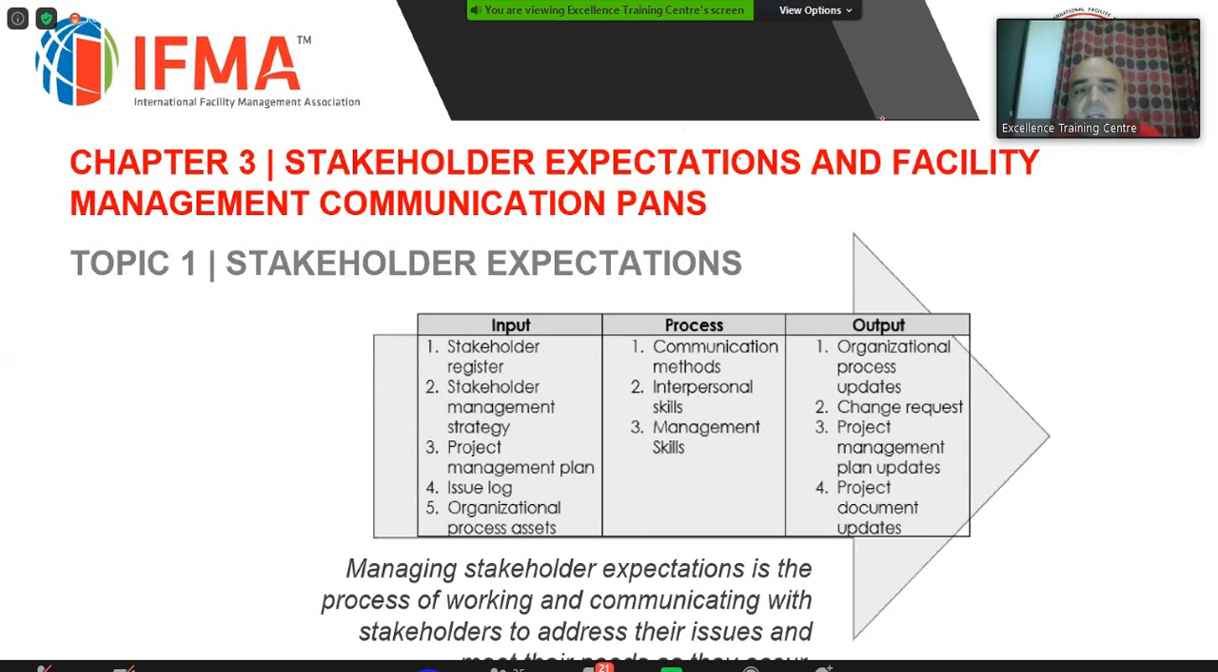Managing expectations and managing the stakeholders includes, first of all, coming up with a stakeholder register, registering who all your stakeholders are, and then making a management strategy for that and a project management plan. And you should be effectively communicating with the stakeholders. This we will cover again in the section on project management. Those of you who are PMP certified will know that stakeholder management is a key part of project management, and usually there's a stakeholder management plan. Managing stakeholder expectations is the process of working and communicating with stakeholders to address their issues and meet their needs as they occur.